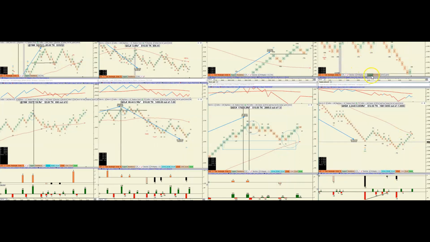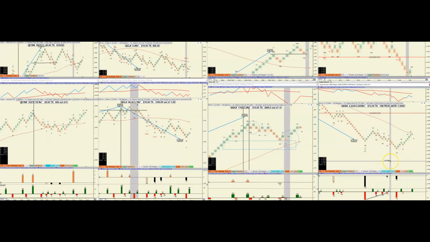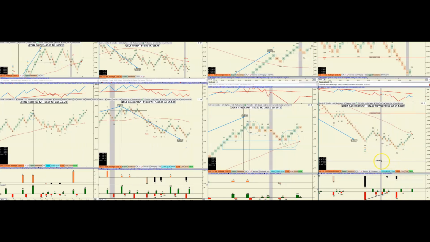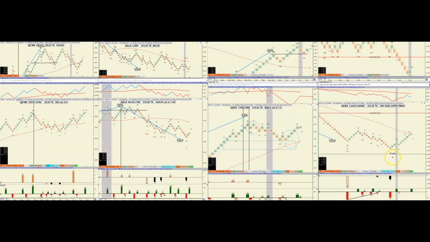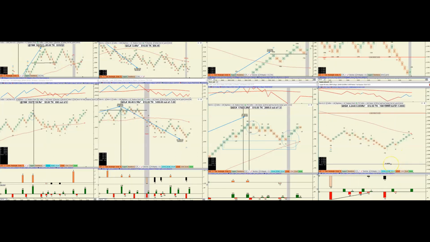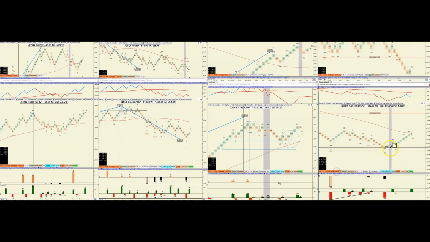This is a very good area to test where sellers will probably defend. So looking for a reversal. Let me see this. There it is. There it is. Right there.